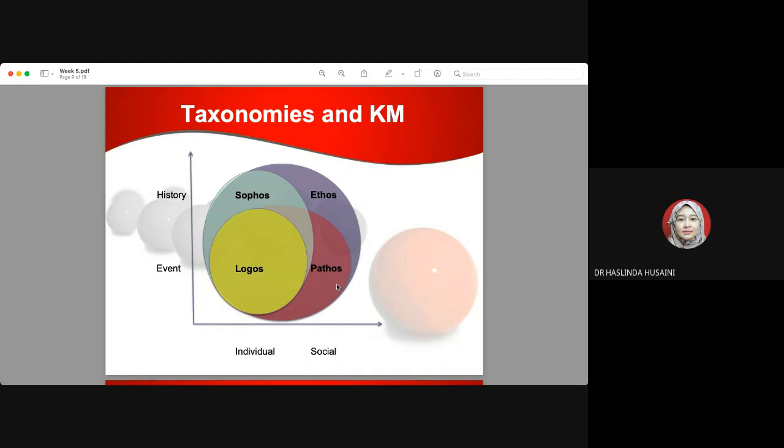Okay, taxonomies and KM. To discuss the relation or significance of taxonomy and KM, so jom kita relatekan dia punya konsep knowledge lens framework. The knowledge lens framework ni was developed by company which called State Knowledge. Tujuan dia, the State Knowledge interviews this framework to categorize the different ways in which KM can operate within the organization. Dalam konteks ini, mereka meletakkan sophos, ethos, logos and pathos dalam this framework.